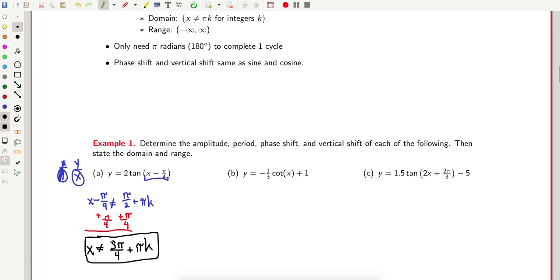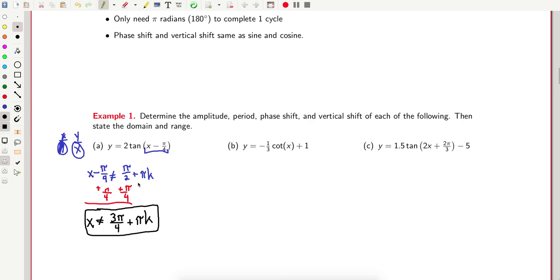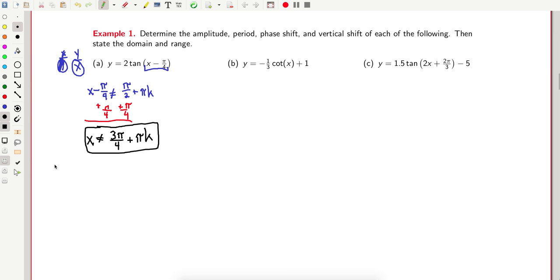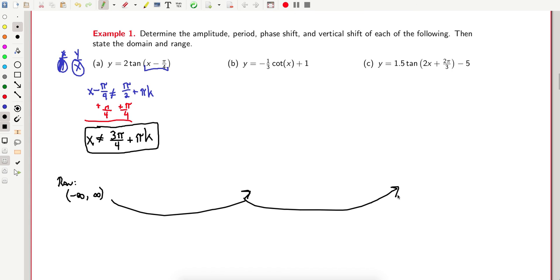So x can't equal 3 pi over 4 plus every 180 degrees or pi radians thereafter. And we'll take a look at the graph of this in just a moment. But for the range, again, 2 tangent of x minus pi over 4, the range is all real numbers for tangent and cotangent. It's never going to change. So we can just have range be negative infinity to infinity for all of these examples. So it's going to also work over here, and it's going to work over here as well.